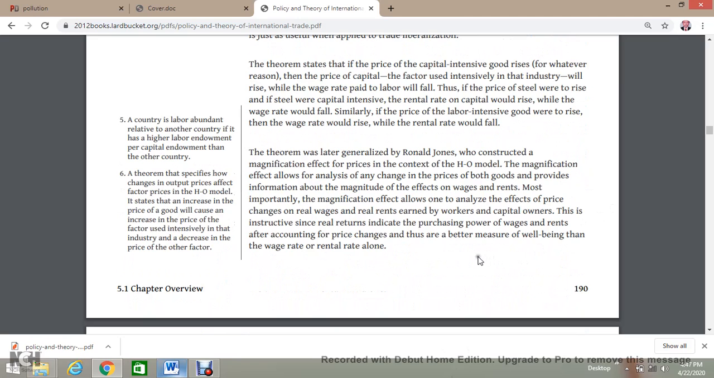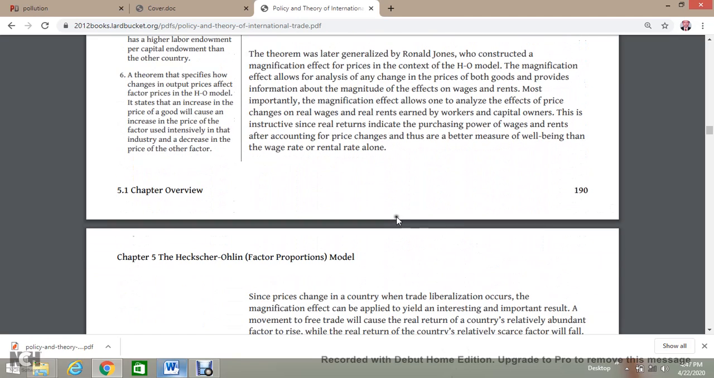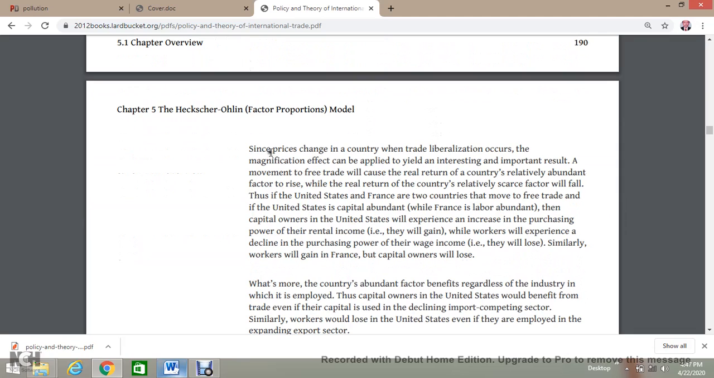Now let us understand this theory with a small example. Since the prices change in a country when trade liberalization occurs, let us take this example under trade liberalization. What is trade liberalization? Trade liberalization means liberating the trade, freeing the trade, utilizing the inputs which are found abundant in between two countries.